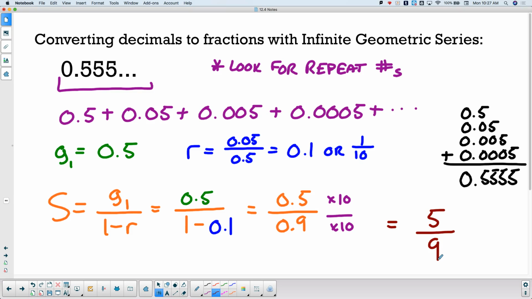Now let's go to the calculators. What is 5 divided by 9 on your calculator? 0.5 repeating, which is what we needed it to be. So this 0.5 repeating, a repeating decimal converted into a fraction, is 5/9 using geometric sums.